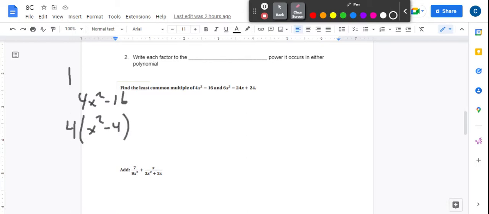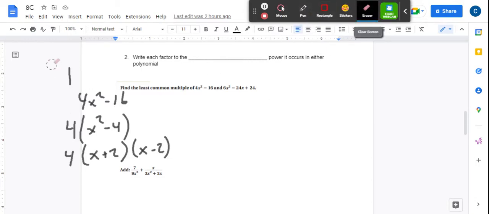And we should see that the x squared minus 4 is a difference of squares, meaning that becomes x plus 2 times x minus 2. All right. So that's that.